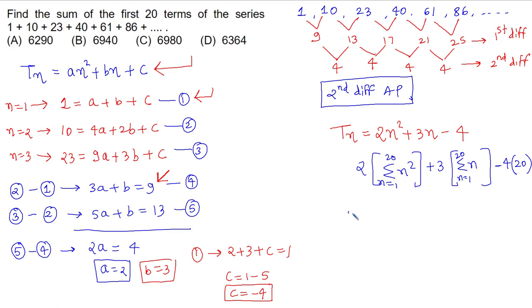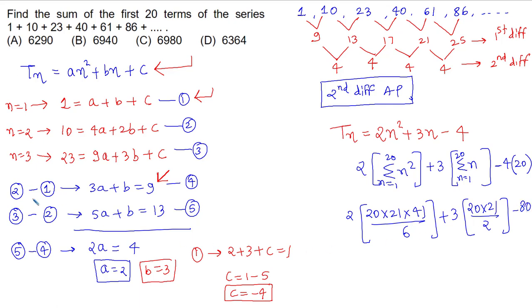So let's solve this. The formula to find summation of n square is n into n plus 1 into 2n plus 1 divided by 6. Now we are going to put n is equal to 20, so 20 into 21 into 41 divided by 6, plus 3 into summation of n, the formula is n into n plus 1 divided by 2. So 20 into 21 divided by 2 and minus 80. Let's do this calculation, and we will get the final answer.